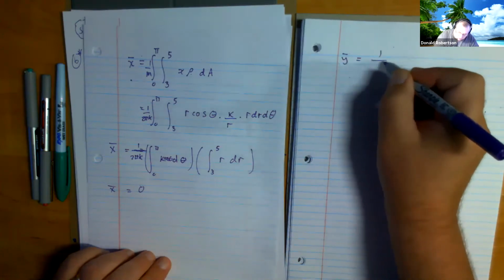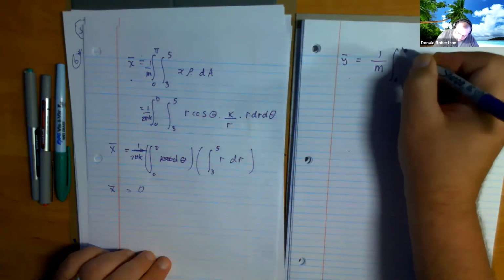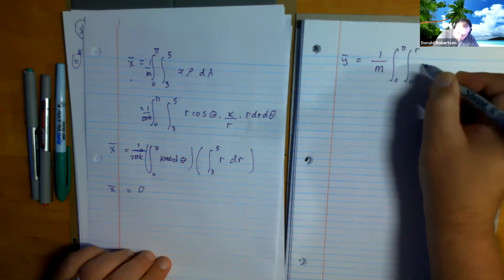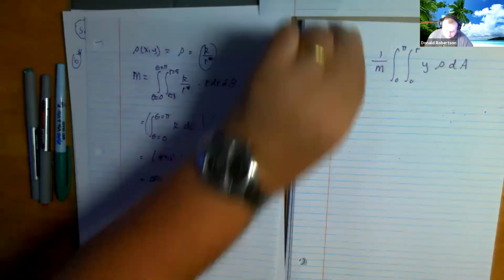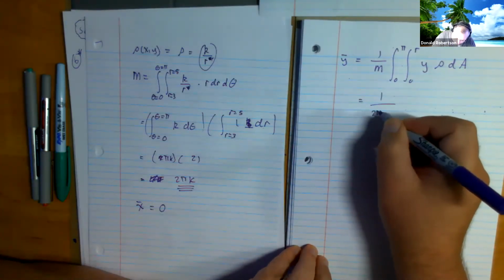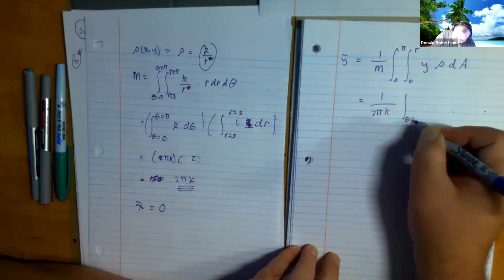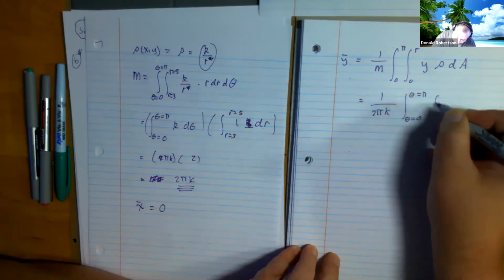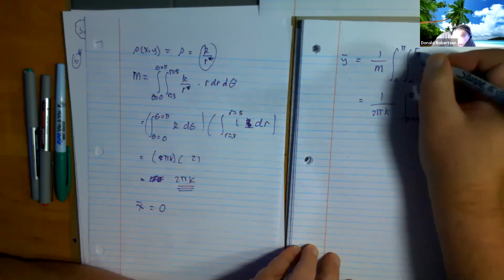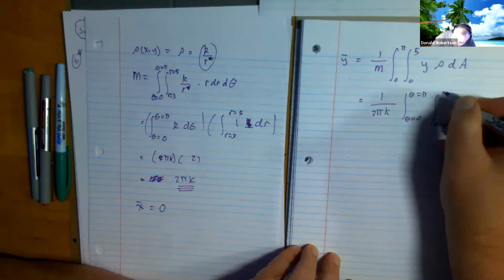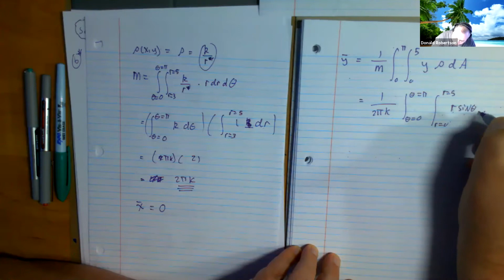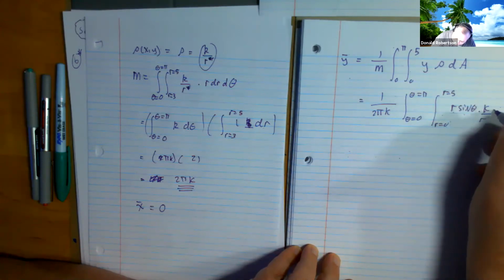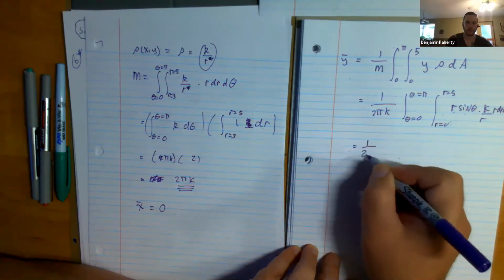Y bar is 1 over m, the integral from 0 to pi, 0 to r, of y rho dA. That's going to be 1 over the 2 pi k. Theta equals 0 to pi. R equals 0 to 5. Y becomes r sine theta. K over r dr d theta. Wouldn't r be 3 to 5?